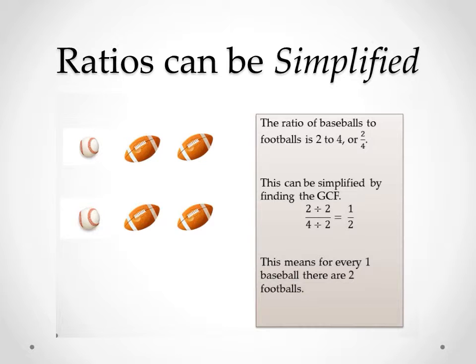Our third idea is that ratios can be simplified, just like fractions. In this picture, we have some baseballs and footballs. If we're looking for the ratio of baseballs to footballs, it's 2 to 4, or 2/4. This can be simplified by using the greatest common factor. The greatest common factor of 2 and 4 is 2. So we would divide the top and bottom of our ratio by 2, and we would get 1/2. This means for every 1 baseball, there are 2 footballs.